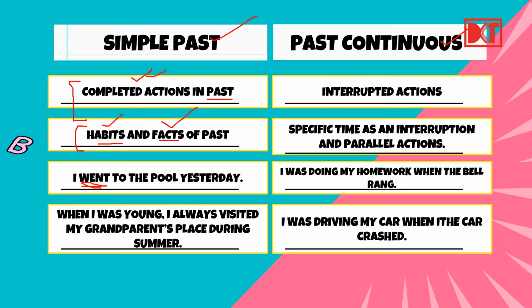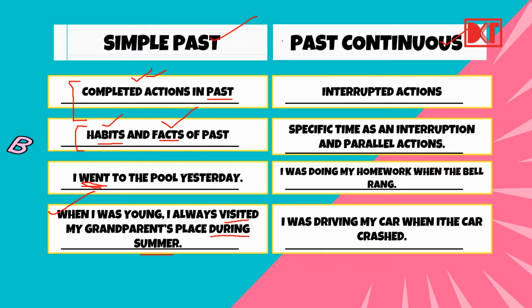All right. Now next example could be, when I was young, I always visited my grandparents' place during summer. Now here, this is also a fact and habit of the past के जब भी during summer, I always visited. मैं हमेशा visit करता था, पर ये past की बात है. Right? This is the habit and fact of the past. So when I was young, I always visited my grandparents' place during summer. This is for the simple past.